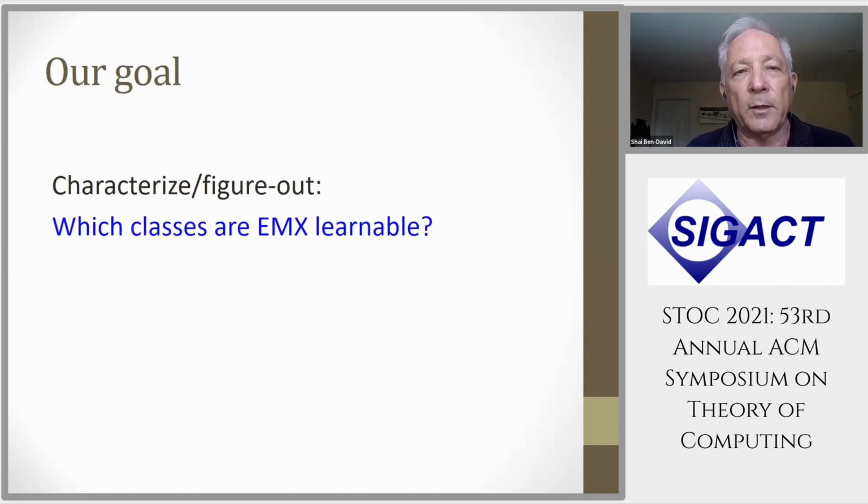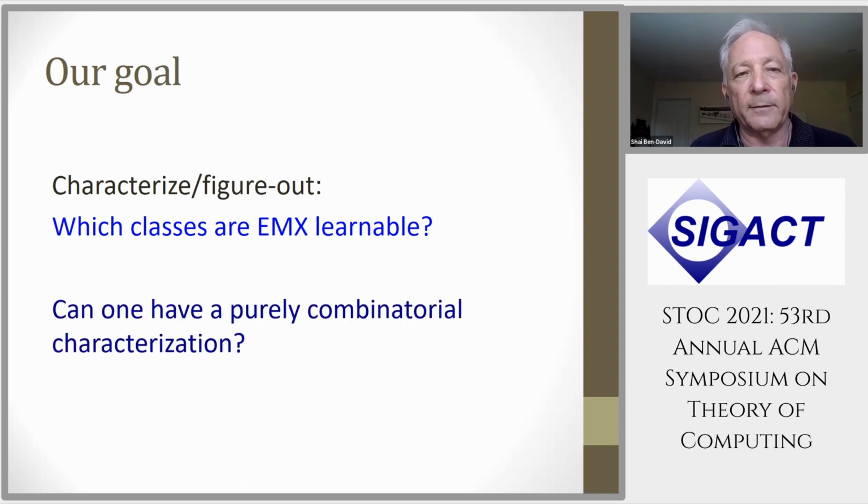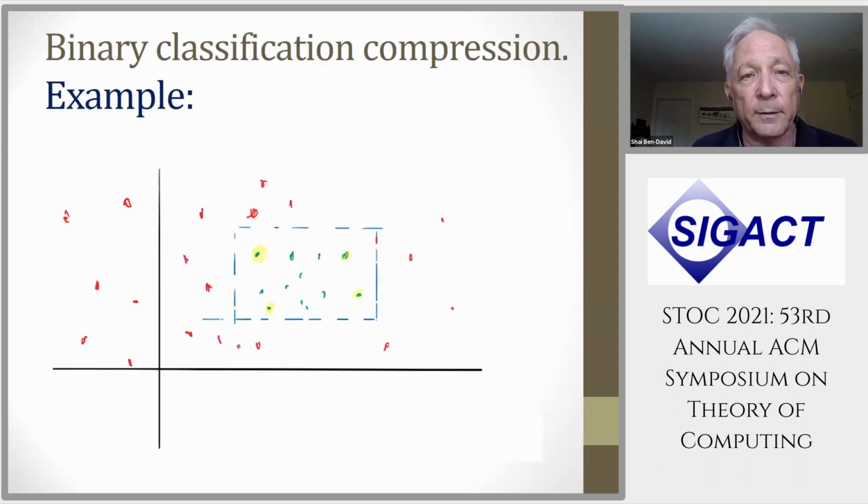So our goal is to figure out which classes are EMX learnable. And furthermore, can we find a purely combinatorial characterization of these classes, like the VC dimension characterizes binary classification?